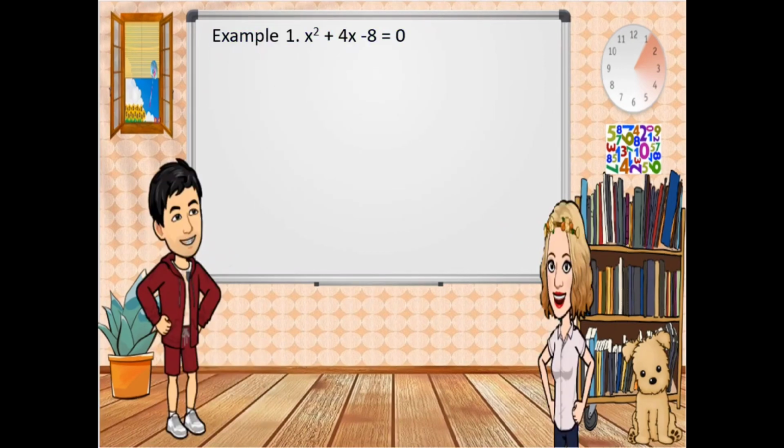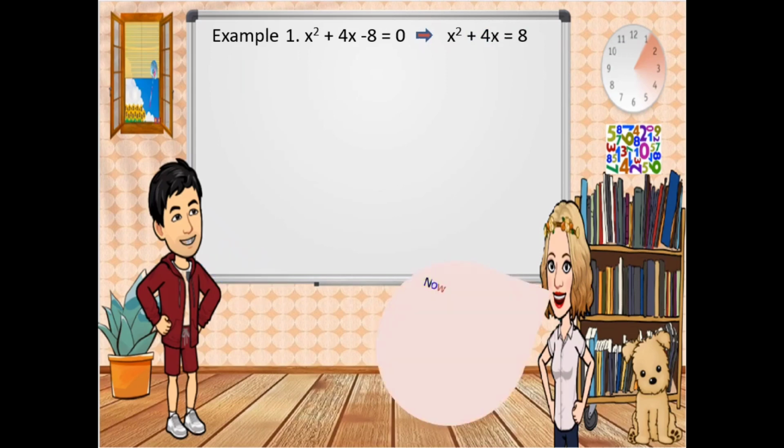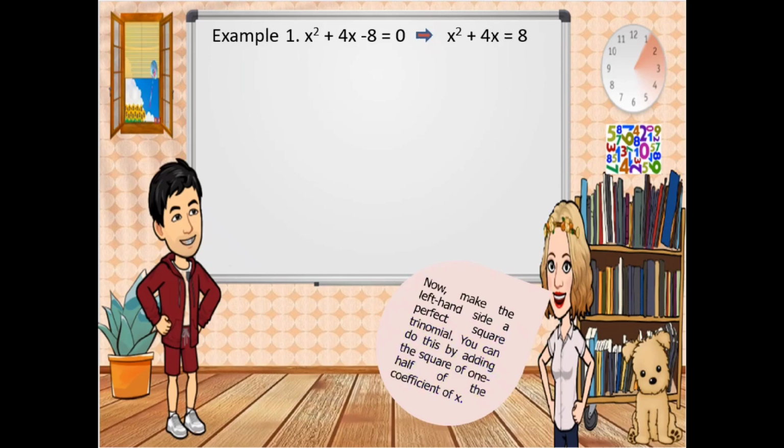Example number 1. x squared plus 4x minus 8 is equal to 0. To solve, separate the constant term. That will be x squared plus 4x is equal to 8. Now, make the left-hand side a perfect square trinomial. You can do this by adding the square of 1/2 of the coefficient of x.